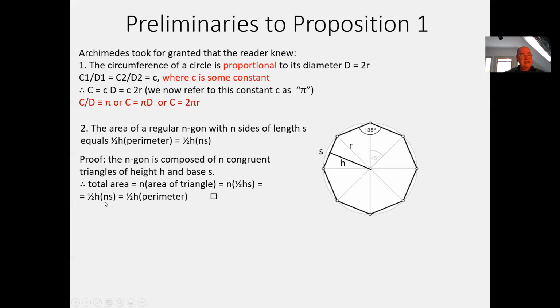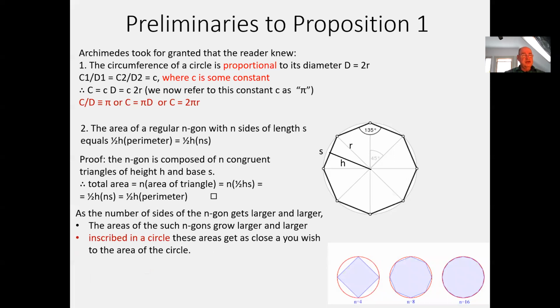But if you bring the n inside, we have 1/2 the height times n times s, but isn't n times s the perimeter? Isn't n times s exactly the sum of adding the sides n times? So we have a nice little formula that he is going to use, that the area of these n-gons is 1/2 the height that it goes out to times the perimeter. We'll be using that.